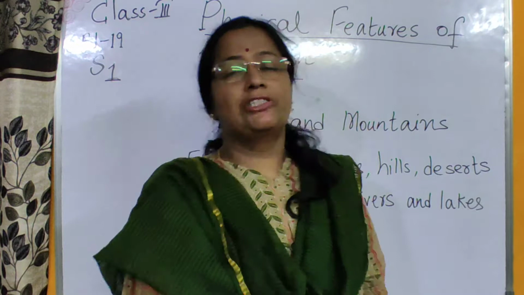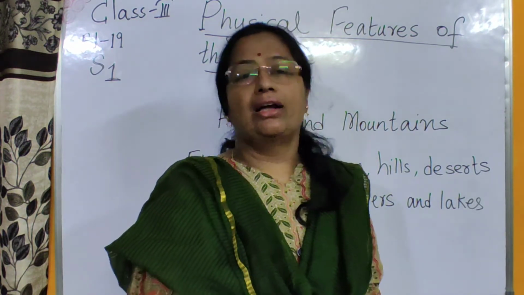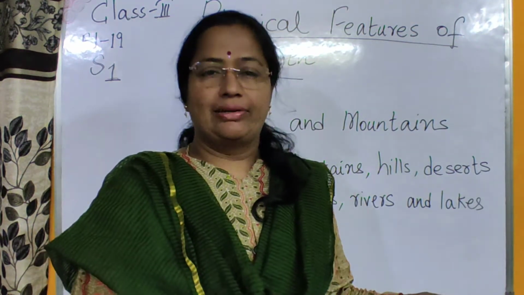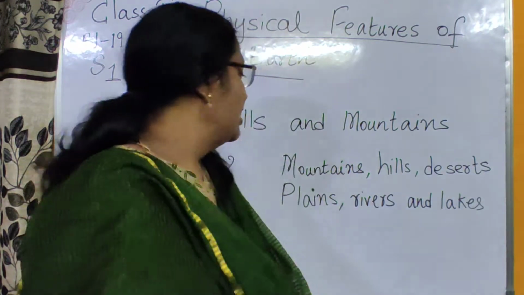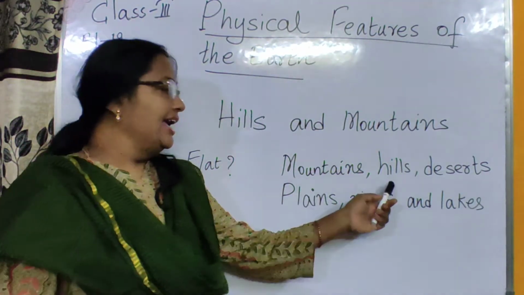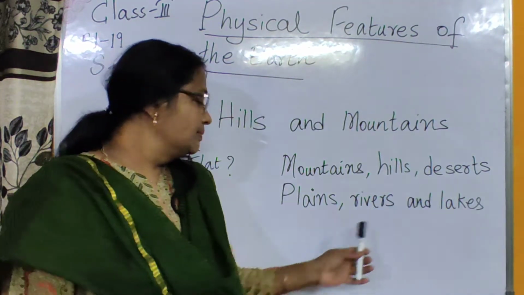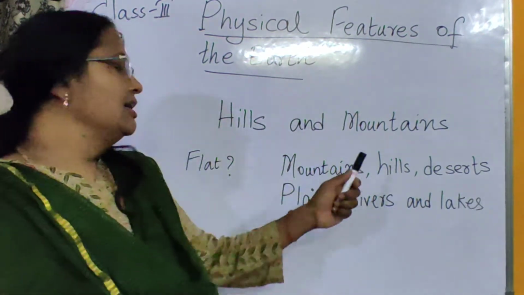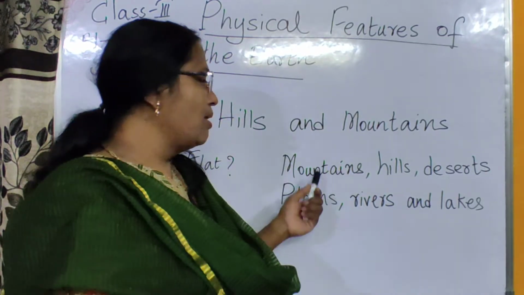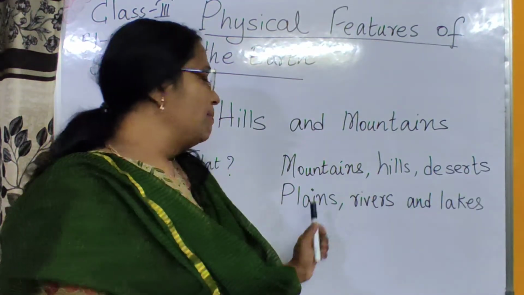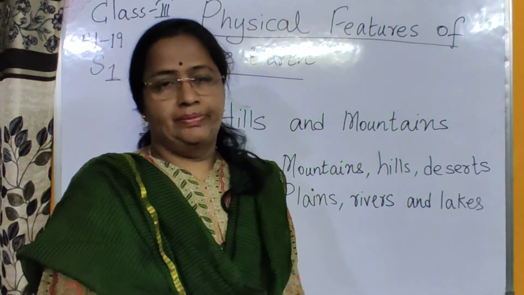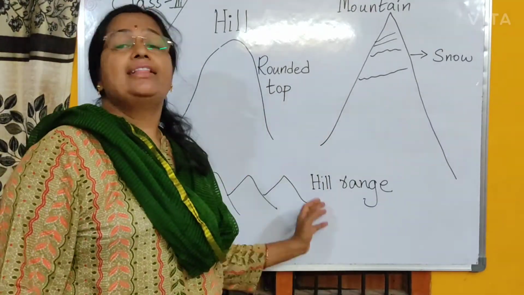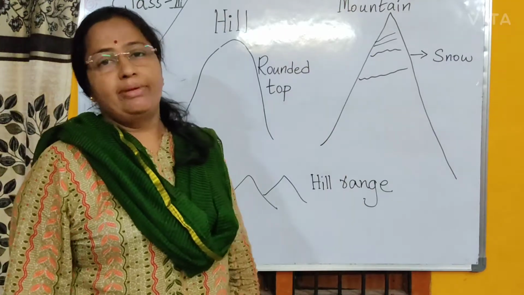So, we also see these physical features in our country, right? Not only in our country but all over the world, the earth is not flat. There are some physical features like the mountains, hills, deserts, plains, rivers and lakes. These are some of the physical features of the earth. Mountains, hills, deserts, plains, rivers and lakes. Right? Now you can see some pictures on the board. What are they called? How are they different from each other?